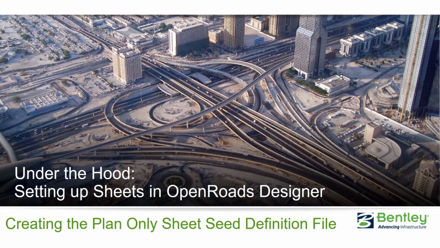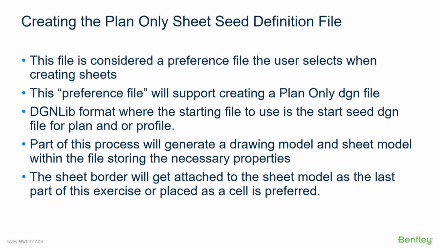We're going to start creating our Sheet C definition files now. We're going to start with a plan-only Sheet C definition DGN library. This file is considered a preference file. Basically, you're storing your preferences in your DGN library. This preference file will support creating a plan-only DGN file. It's going to be used in the DGN library format, where the starting file to use is the start C DGN file for plan and/or profile that we just created.